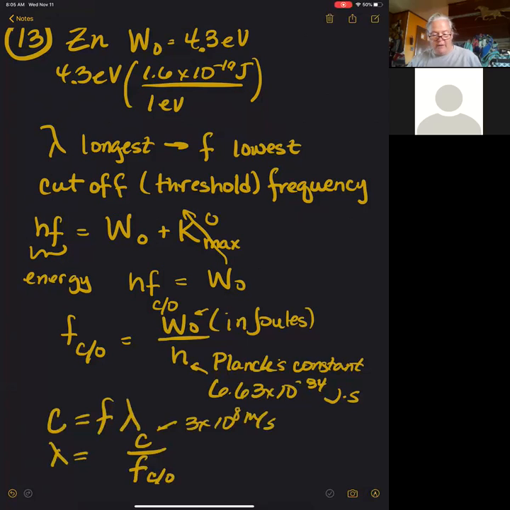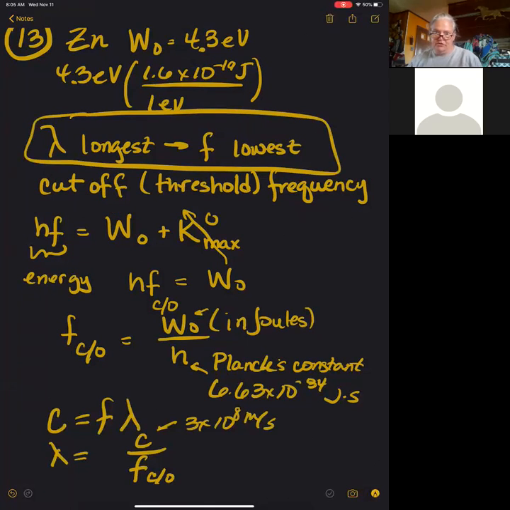When it says the longest wavelength, that gives you the lowest frequency, because they're inversely related. The bigger the number for wavelength, the smaller the number for frequency. And then that's the cutoff frequency for the photoelectric effect. So that's part A.